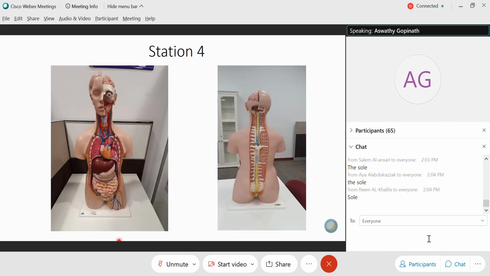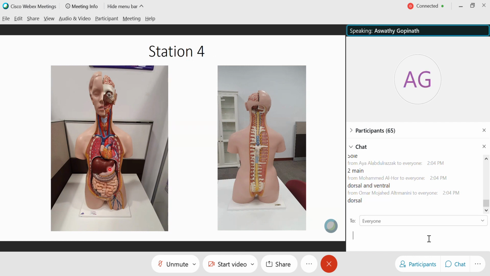Okay. So station 4 is on the body cavities. Now, what are the body cavities you know about? Ventral and dorsal. Okay, the ventral body cavity and the dorsal body cavity, isn't it? So the first picture is actually on the ventral body cavity.